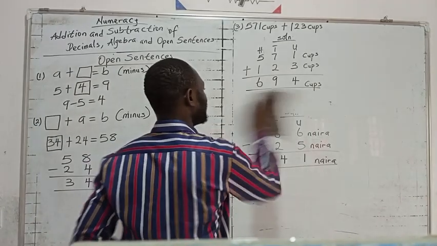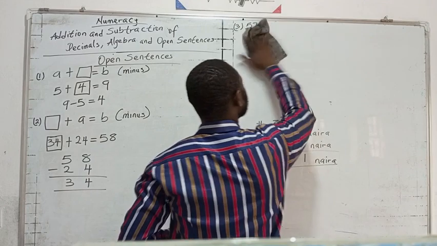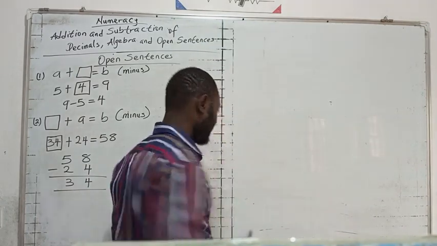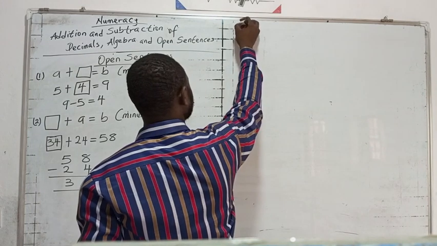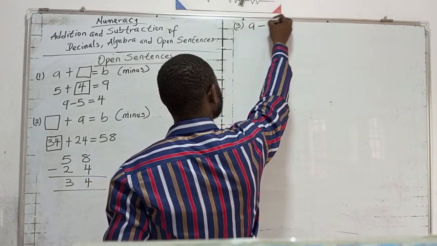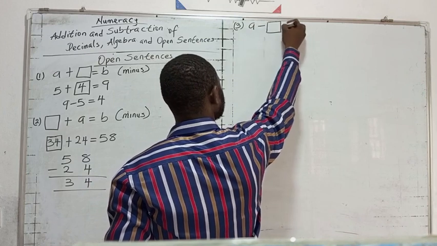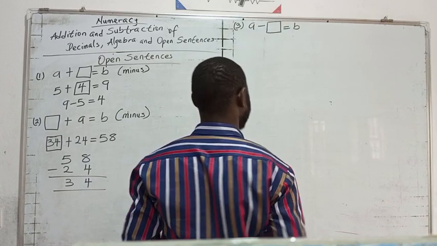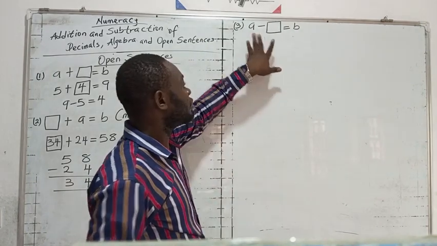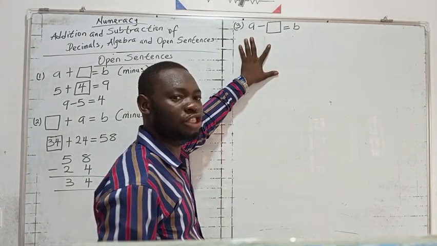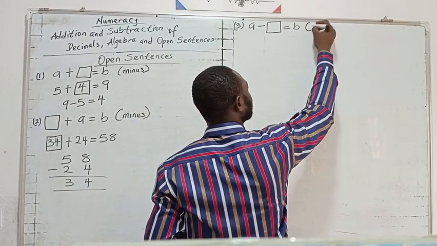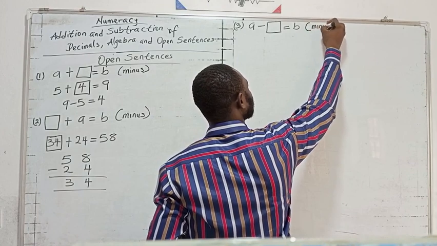Another way open sentence problem can come is like this. Number 3. Now, it can be A minus box equal to B. Whenever you have something like this, what you still do is minus.